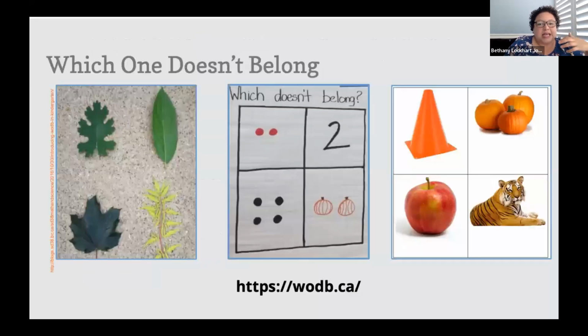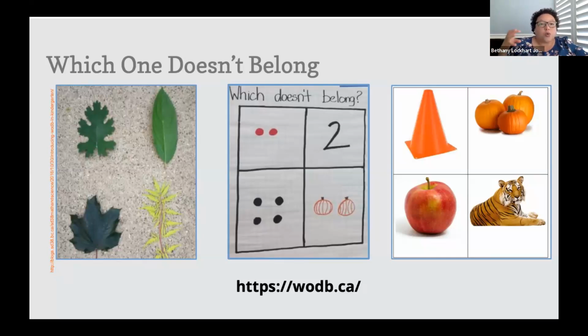So one routine that can be fun, low risk, low stakes, and has lots of opportunities for entry is called Which One Doesn't Belong, where you show these pictures and ask your students which one doesn't belong. The key is that students give you reasons, and any of them could be the one that doesn't belong, right? On the right, I could come up with a reason why each of these doesn't belong. I might say, oh, the apple is the only red thing, so it doesn't belong.